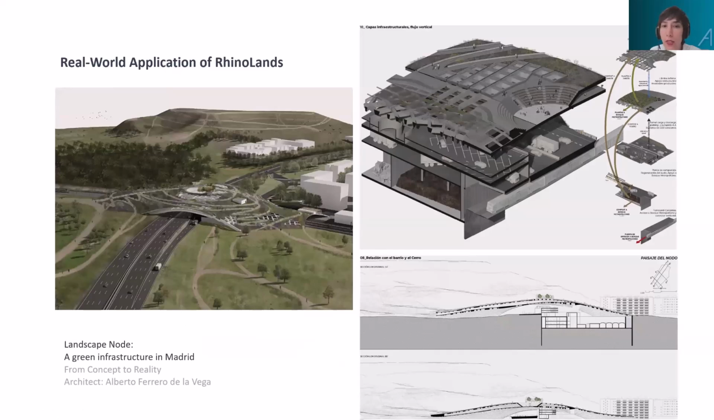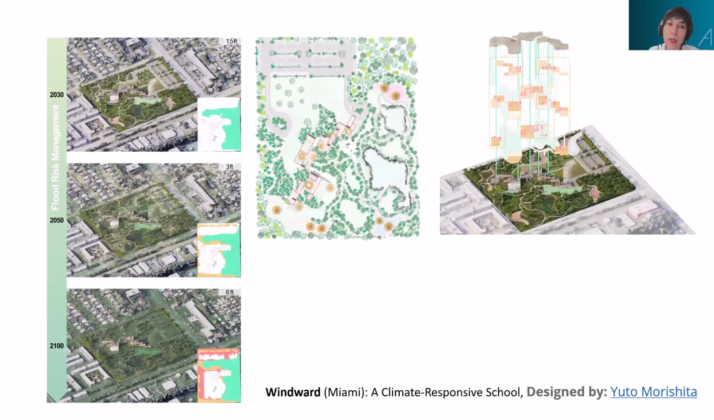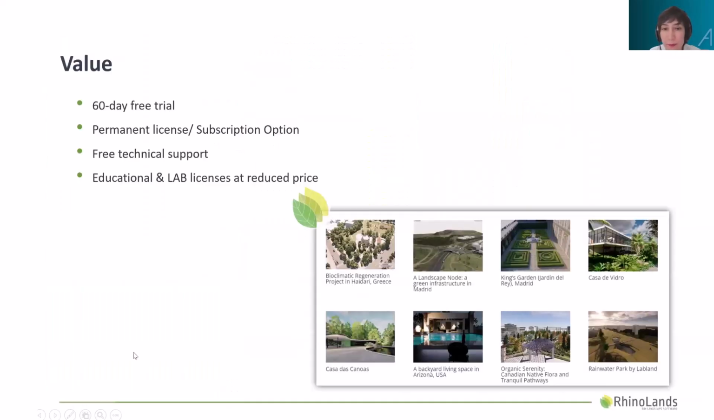This is a real world application of RhinoLands, which is a project in Madrid. This is another real world application of the program, which is a project in Miami, a climate responsive school, which is designed by using the program. They predicted different periods of the progress or the development of the project, and how this landscape will help to control the flood and the rainstorms of that area.